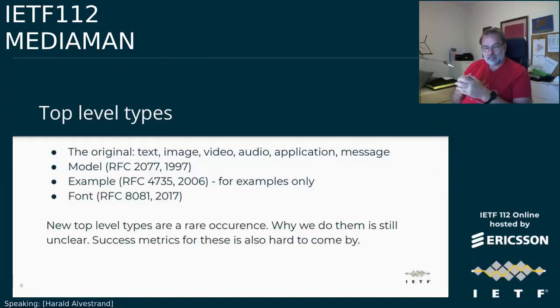And we added font in 2017, which was kind of, well, someone was already using it, so we should just admit it. So new top-level types are rare. I mean, we go 10 years without adding one, easily. But it's still unclear why we add them, and it's still unclear how we measure whether it was good or not. So this was a brief look back at history.